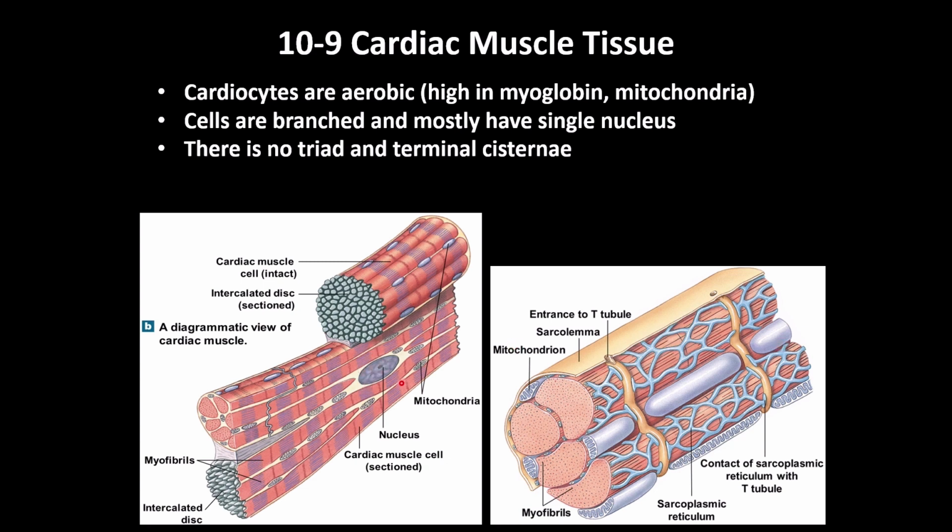Most of them have one nucleus. Some of them may have more than one nucleus. Compared with the skeletal muscle, which all have multiple nuclei. And the muscle fibers are surrounded by sarcoplasmic reticulum, but there are no cisternae here. So there is no triad. The T-tubules are wider than in skeletal muscle. Okay, so there are some differences there.